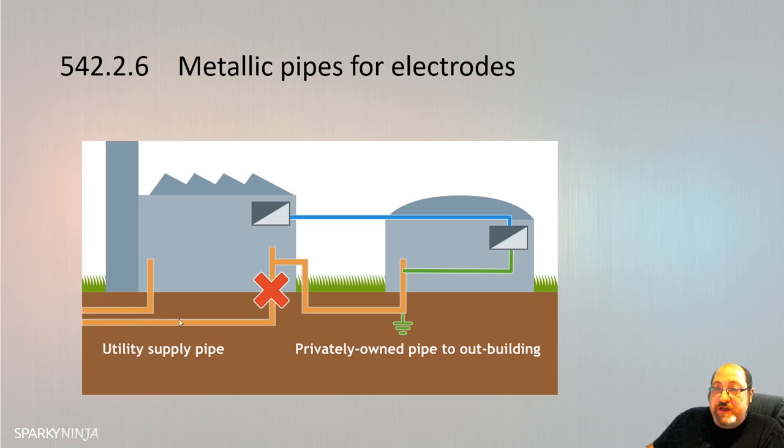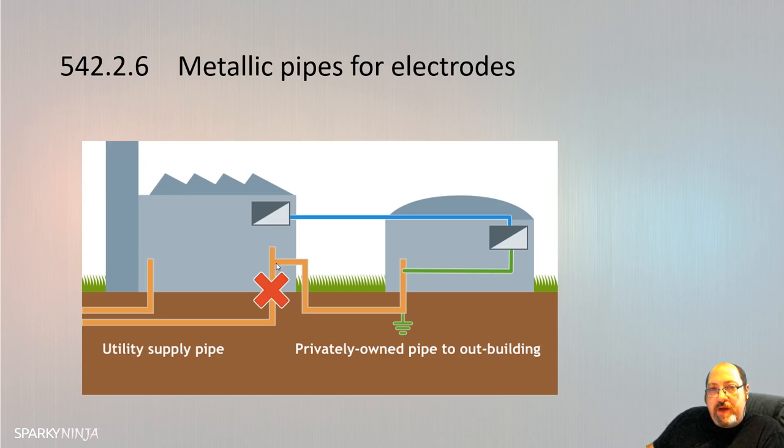We cannot use the water utility supply pipe, because if we used it, they could take it away, they could replace part of it, and so its value is obviously not controllable. But then the extraneous conductive part comes into the building, but then it goes off and becomes an extraneous conductive part again, because it goes back underground. So this is something that I mentioned back in, I think, chapter 41, when I talked about kitchens and things with cables going underneath.